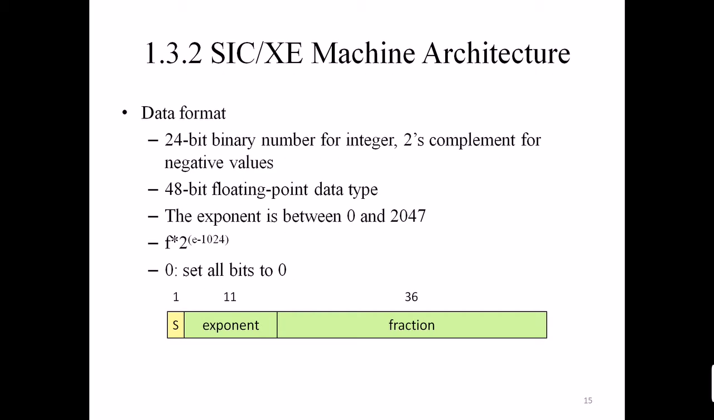Now you can see S is nothing but your sign value. Is it signed or unsigned? If it is 0, it is unsigned. If it is 1, it is a negative value, that means it is a signed value. And in 11 bits we can store the exponent value, and in 36 bits we can store your fraction value. So if you want to convert this value into an absolute number, we can use this formula, that is f times 2 raised to (e minus 1024), to calculate the absolute value.